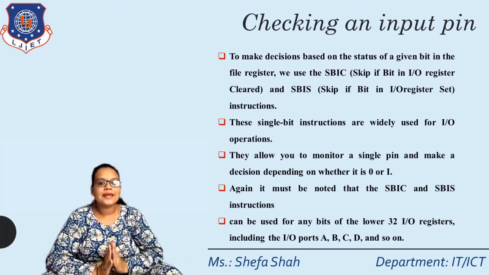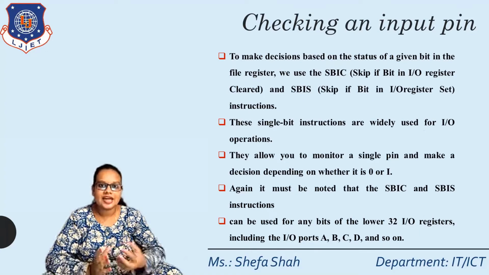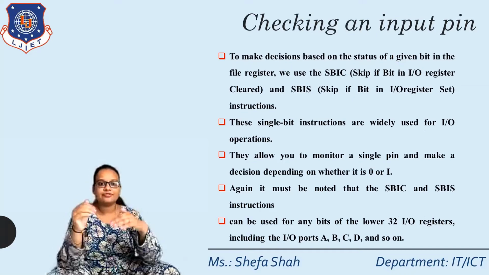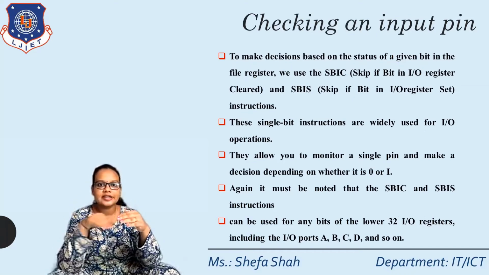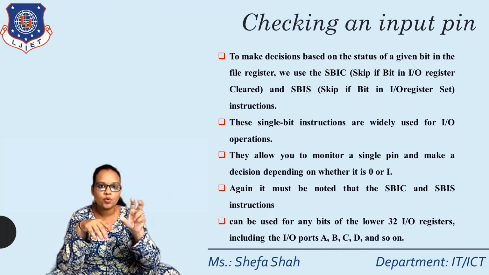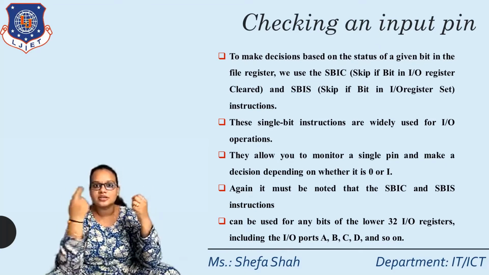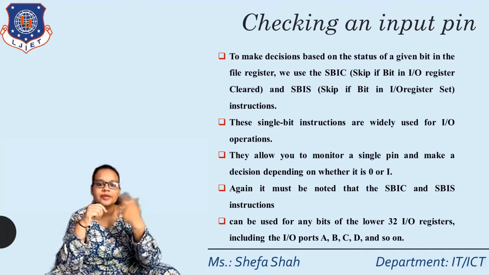To make decisions based on the status of a given bit in the file register, we use SBIC and SBIS. SBIC is used to skip if bit in IO register is clear. That means the port bit written in the SBIC instruction is checked. If it is 0, then the next instruction will be executed, and if it is not 0, then the next instruction will be skipped.